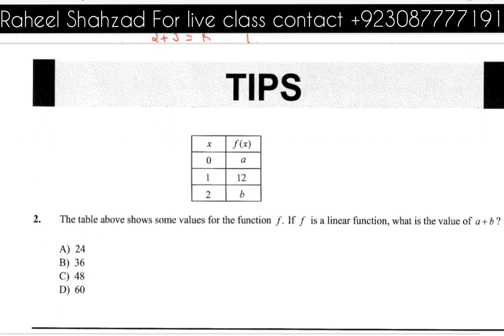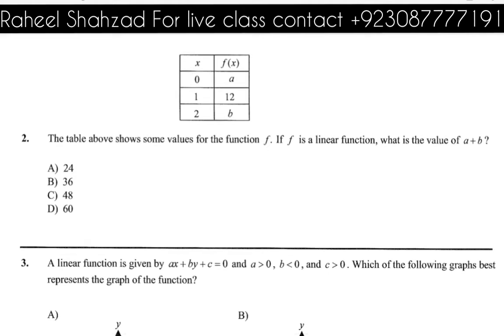Let's move to question 2 now. Okay, now here again, remember this is x and this is y. So x is 0, y is a. Again, the table above shows some values of the function f, if f is a linear function. Now you need to remember that if it is a linear function, this is going to represent a straight line. Points will be lying on one straight line if this is a linear function. What is the value of a plus b?